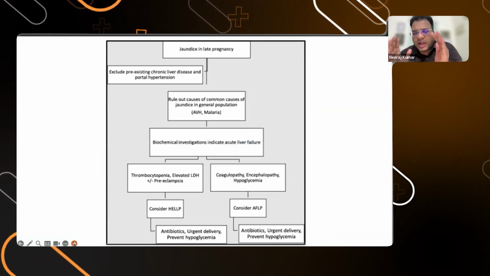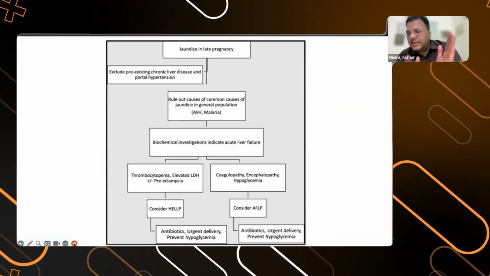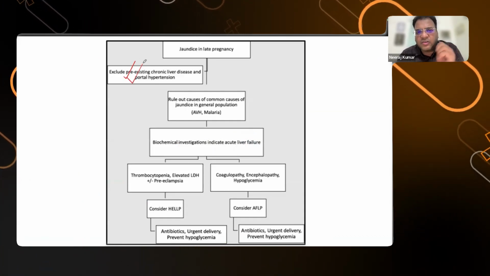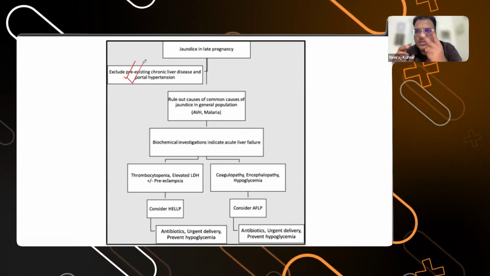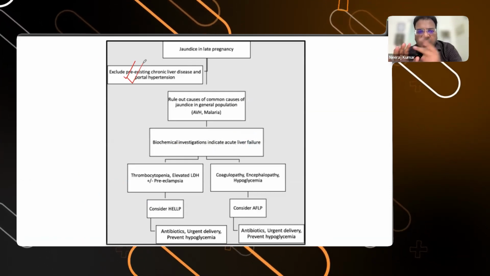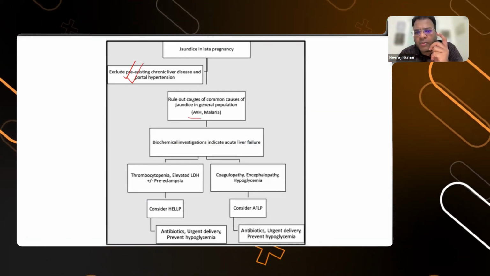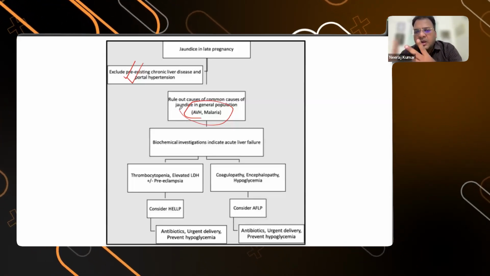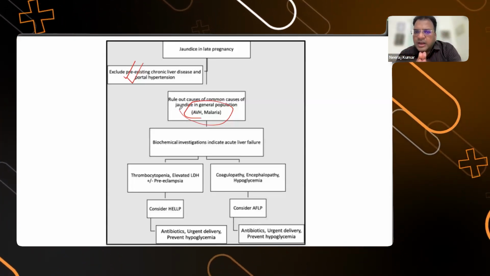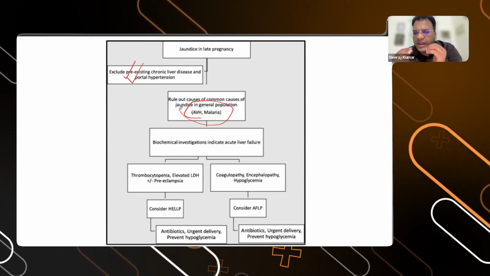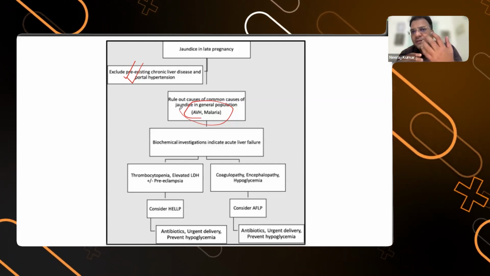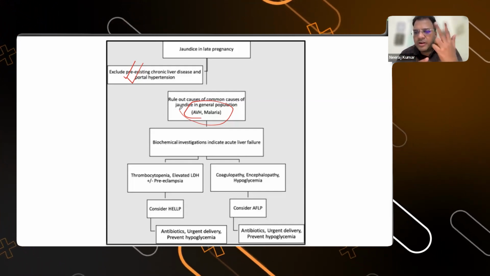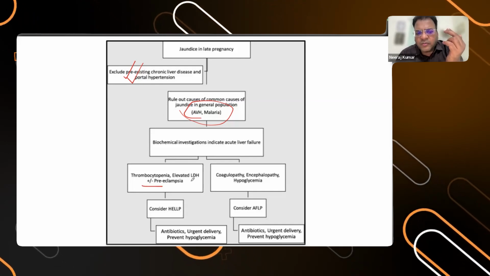So here, how will you approach? The patient is having jaundice in late pregnancy. So first I would like to exclude pre-existing chronic liver disease and portal hypertension. These two important findings will be in my mind. And then I will rule out the common problems in this subset of patients, like acute viral hepatitis or malaria. If acute viral hepatitis or malaria is ruled out, then I will further investigate with biochemical testing, whether the patient is having thrombocytopenia or elevated LDH or a background of preeclampsia.